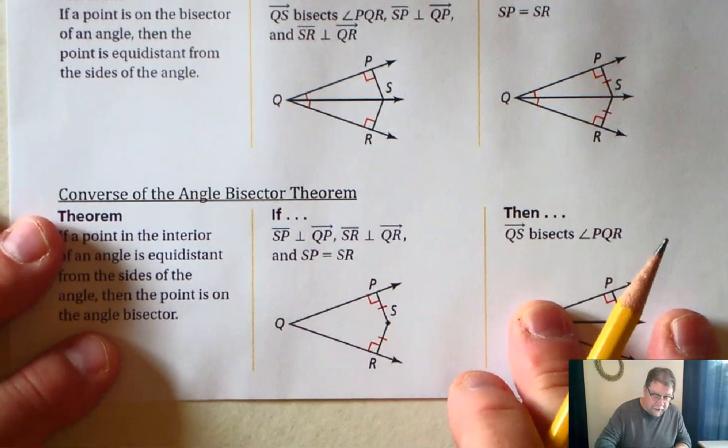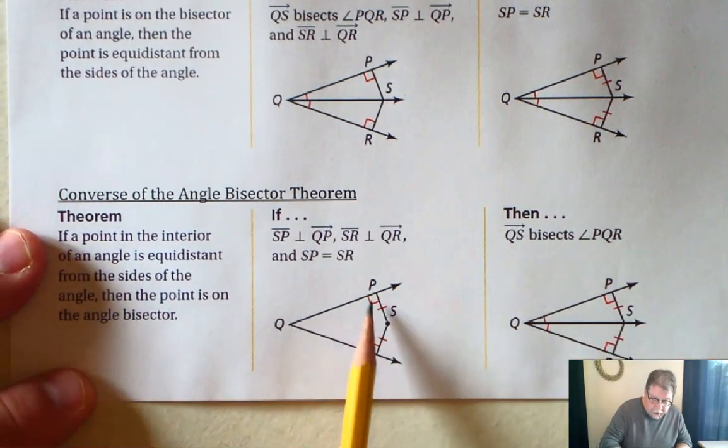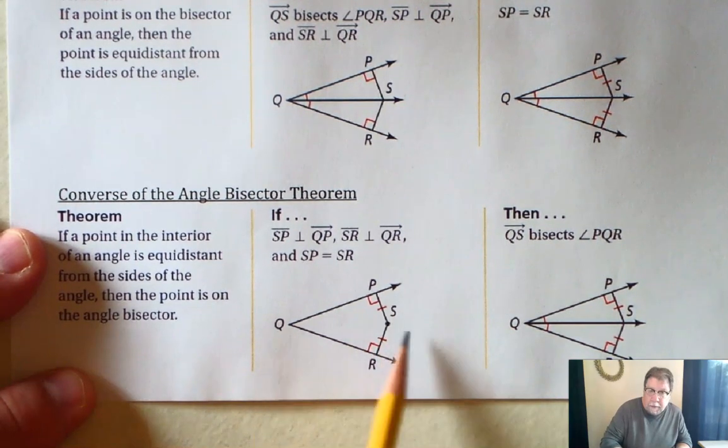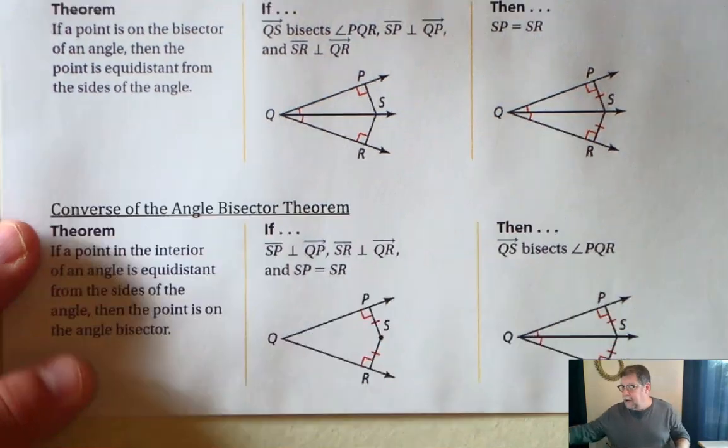And again, the converse of that is also true. If we know these two segments are congruent and they're perpendicular to the sides of this angle, then we know that S is on the angle bisector. Okay, so let's take a look at a couple of examples of this.